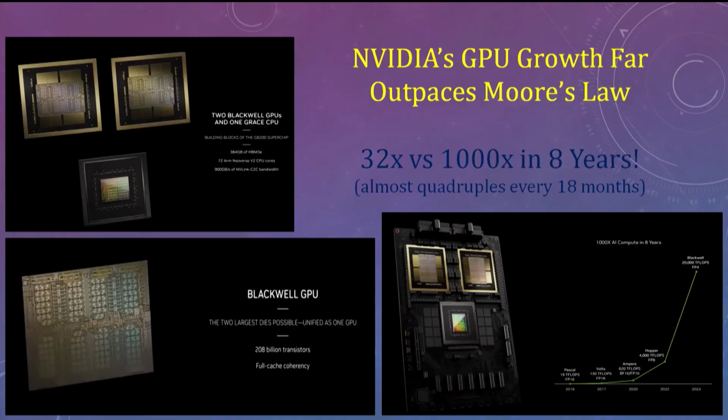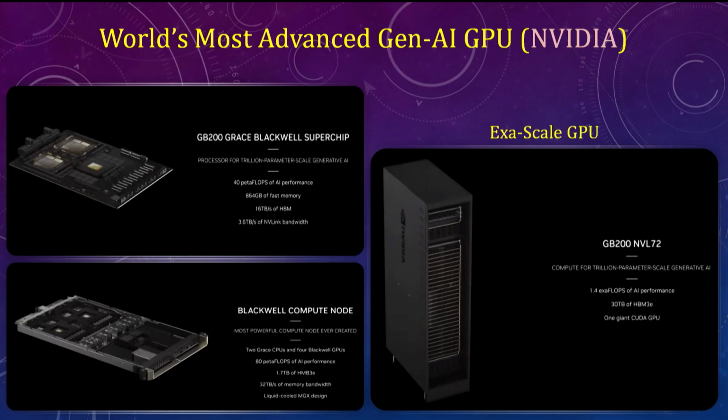Now, NVIDIA created this extremely powerful unit. It's called Blackwell GPUs and one Grace CPU combined into one single unit. It has 208 billion transistors, by the way, even more than a CPU generally has, and it can do 1.4 exaflops of AI performance. Now think about this.